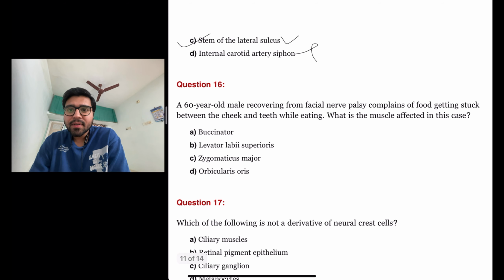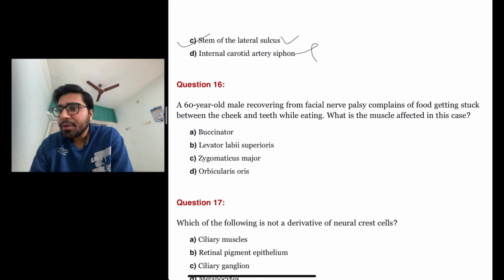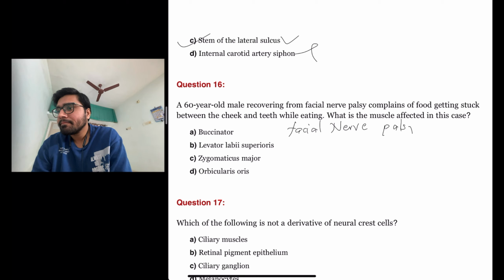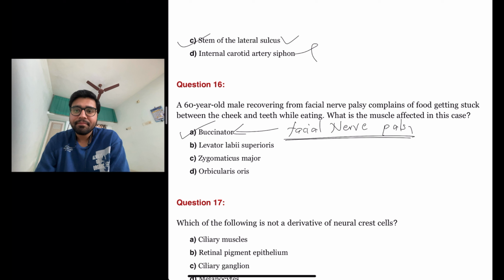The next question is a 60-year-old male recovering from facial nerve palsy complaining of food getting stuck between the cheek and the teeth while eating. What is the muscle affected in this case? This is actually due to facial nerve palsy. So the buccinator is the actual muscle that is supplied by facial nerve.